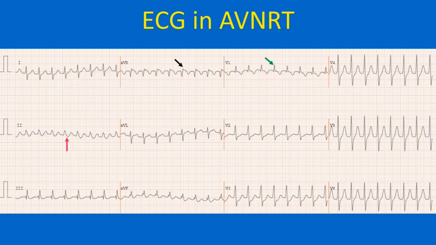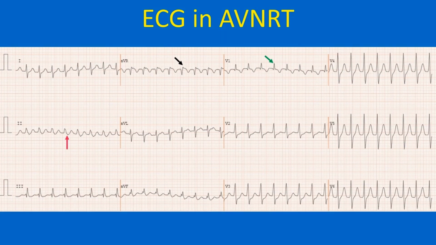ECG in AVNRT. This ECG shows a narrow QRS tachycardia at a rate of around 180 per minute. No P waves are seen to precede the QRS complexes. Then it has to be taken as supraventricular tachycardia.